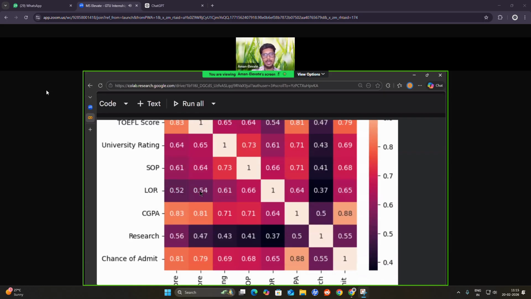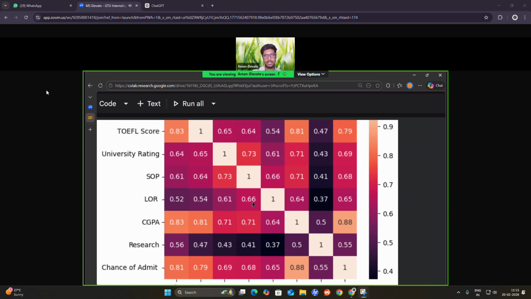Maximum is one means, why? Okay, can you tell me why this is one? Why are all the diagonal values one? It's a simple answer.